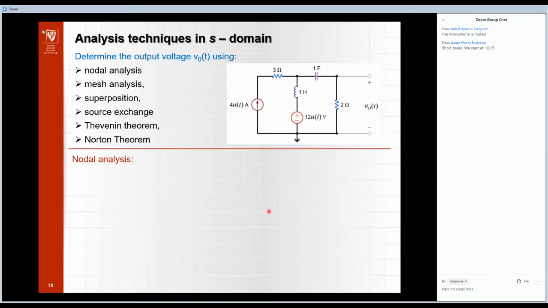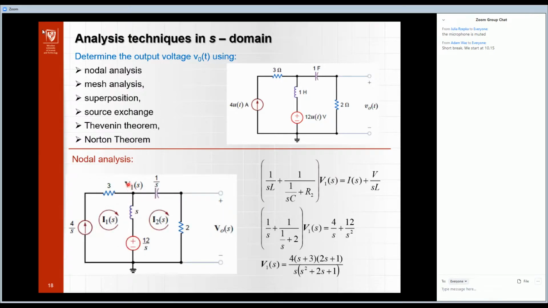Okay, so first nodal analysis. Nodal analysis for this schematic. We can put, instead of capacitors and inductors, another value. The one here represents 1 farad, so it is just 1 by S, and S represents the inductors. And we have the sources, and because they are constant values, we have just 4 by s and 12 by s in this situation. And now we have one node here.